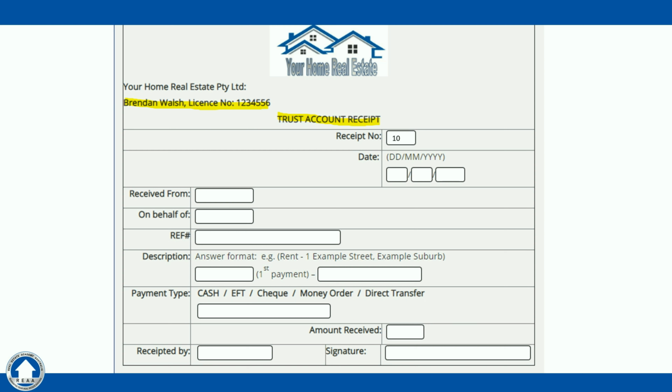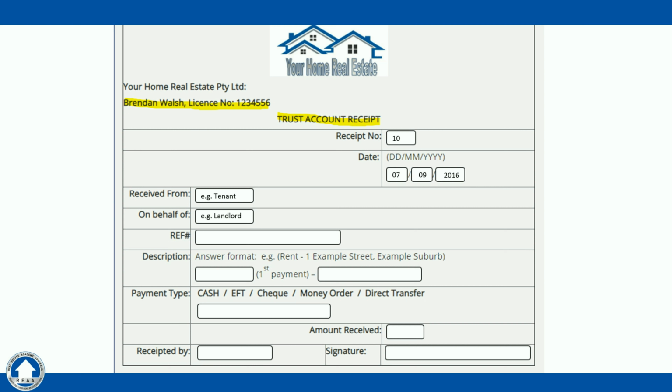Next, you need to make sure that the receipts are consecutively numbered, so you can't skip pages, you can't skip receipt numbers. It has to be the next consecutive receipt number from the previous transaction. Then you would put in the date that the money was received. Received from, you need to put in the information about who's actually paid the money. So if this was a tenant, you would put the tenant's name. On behalf of who it was. So if that was a landlord that it was on behalf of that you took the money, then you would put their name in there.